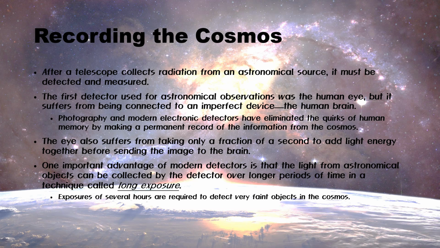Now, one important advantage of modern detectors is that the light from astronomical objects can be collected by the detector over a longer period of time in a technique called long exposure. In fact, we can do exposures of several hours, and these are required in order to detect the very faint objects in the cosmos, because we need that long exposure to gather that light, since it's so faint.